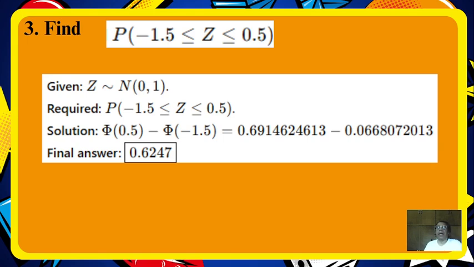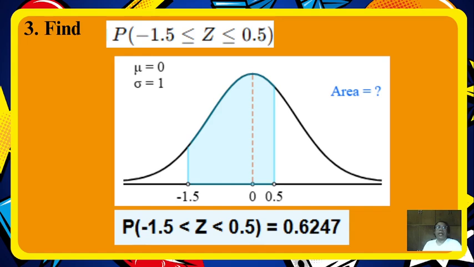0.69146246113 minus 0.06680720013. The final answer is 0.6247. Using our Math Portal calculator, so our answer is 0.6247.